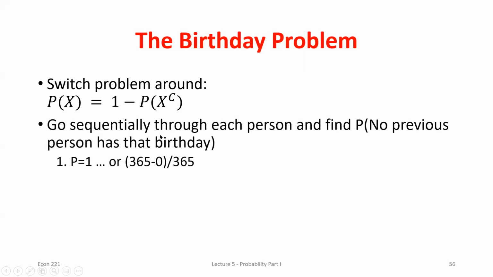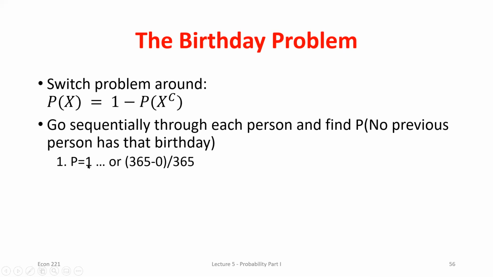So what we can do is rewrite this as the probability that, let's say we start going sequentially through people. If I had everyone in the class lined up, I go to the first person and I say, okay, what's the probability that the first person has a unique birth date among the people in this room?